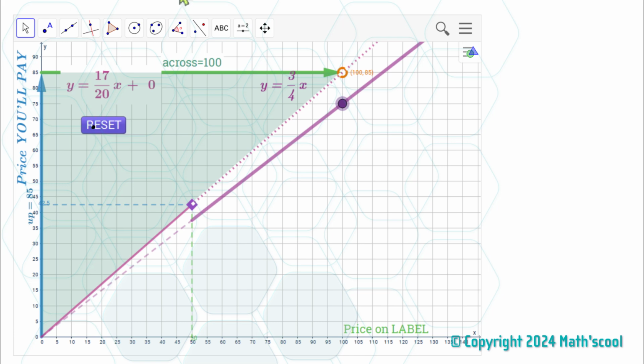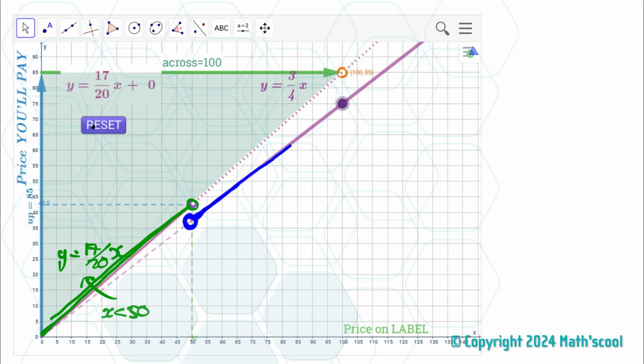Let's try and use different colors to highlight it. So it's this equation here, which is the equation we had before, which is y equals 17 over 20x. But that's only up to x is 50. So that's only x is less than 50. So it's that graph there. But then it changes to this graph here.